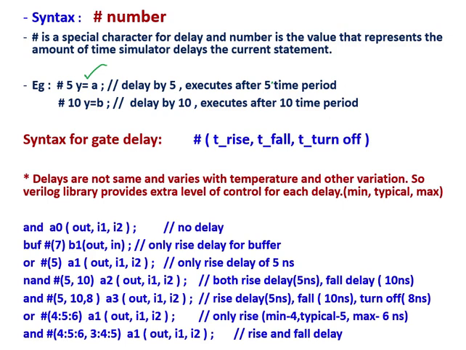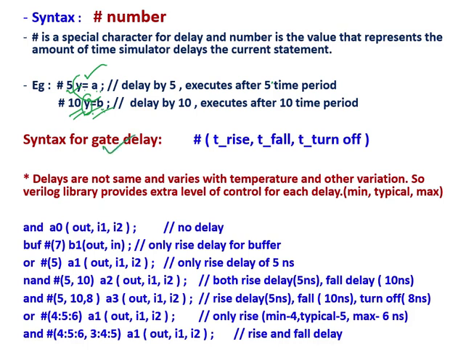So if I write y = a, this line will be executed, and if there is a change in a, it is propagated to y after 5 nanoseconds or 5 time steps. If I write #10 y = b, a change in b will be reflected at the output after 10 nanoseconds and not at the same instant. For example, if b changes at 0 nanoseconds, I won't get the output then; it will take 10 nanoseconds for the output to be reflected. Then the syntax for gate delay.